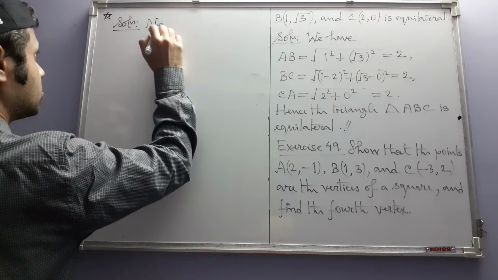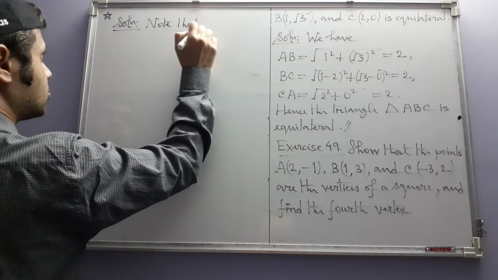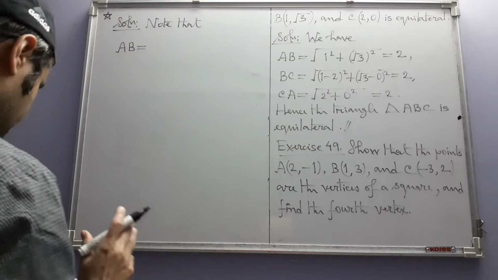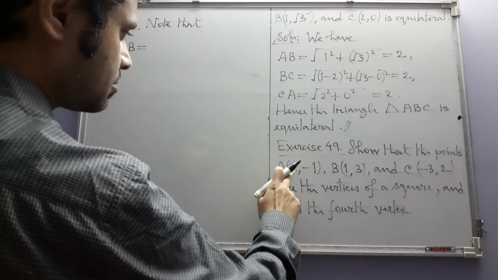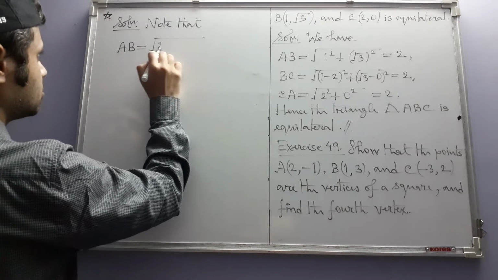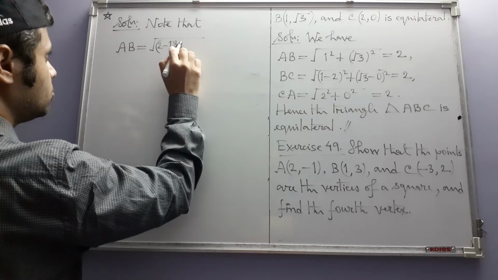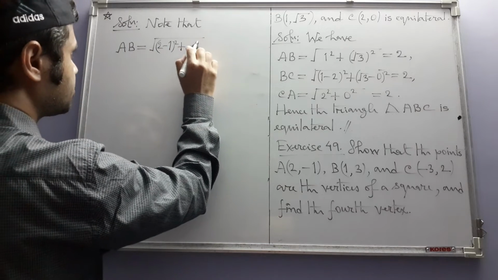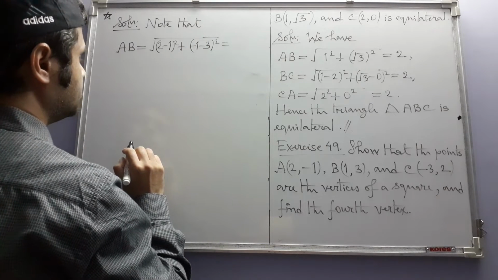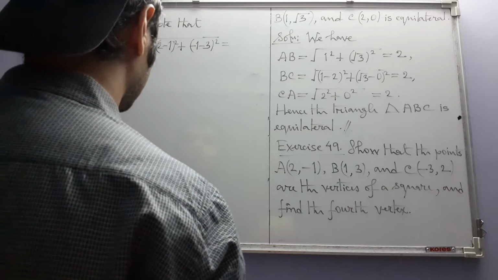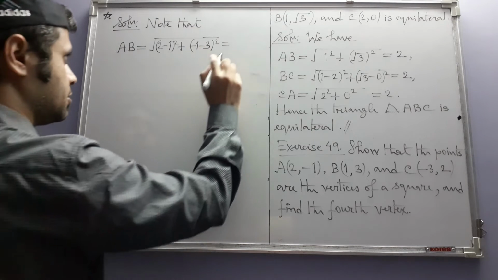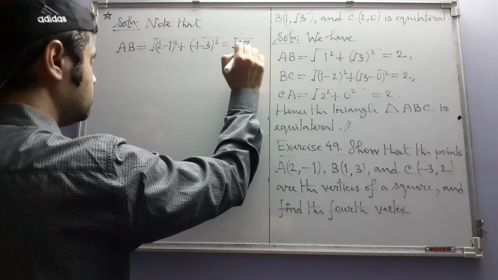Note that if we calculate the length of the side AB, say this one, then it becomes (2 minus 1) whole square plus (minus 1 minus 3) whole square. Okay, so this is 1, this is minus 4, so 16 plus 1 is 17.